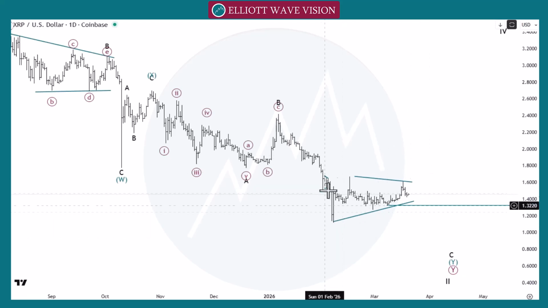So we can count differently. Like if we want to count, we can count 1, 2, 3, 4, and 5. Then A, B, and C towards the 1.8. Let's check the validation.